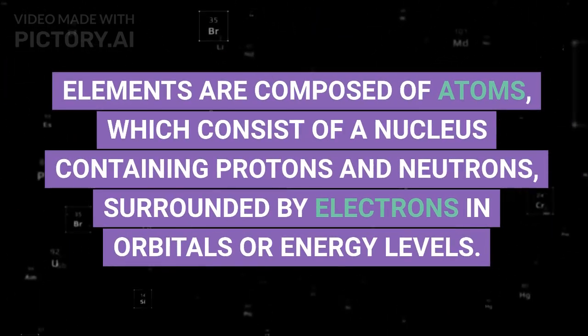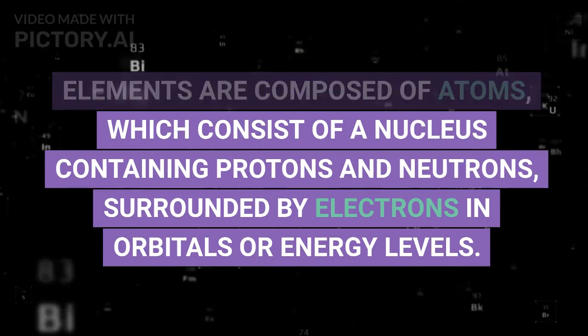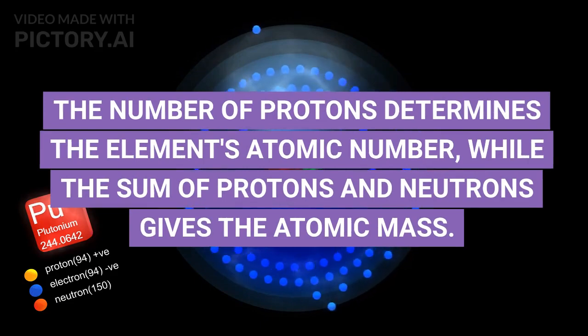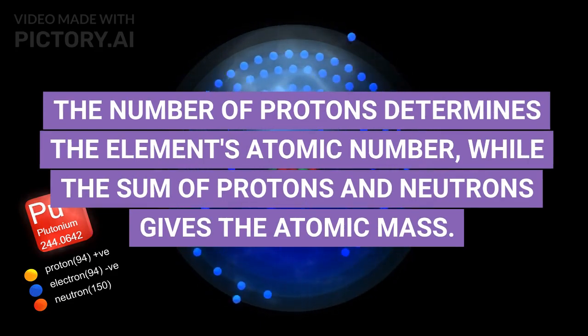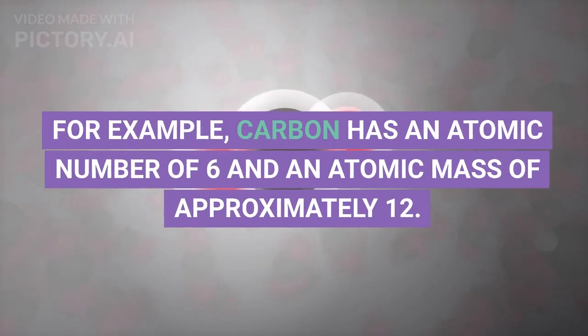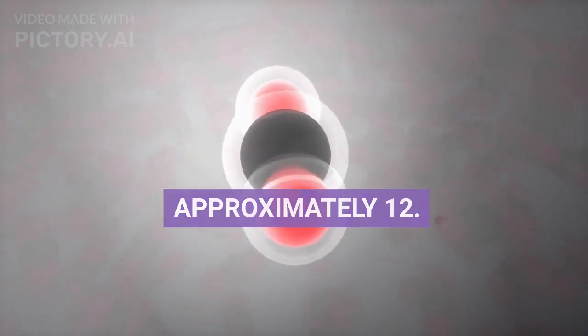Elements are composed of atoms, which consist of a nucleus containing protons and neutrons, surrounded by electrons in orbitals or energy levels. The number of protons determines the element's atomic number, while the sum of protons and neutrons gives the atomic mass. For example, carbon has an atomic number of 6 and an atomic mass of approximately 12.